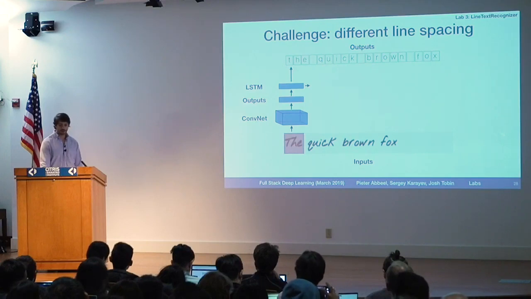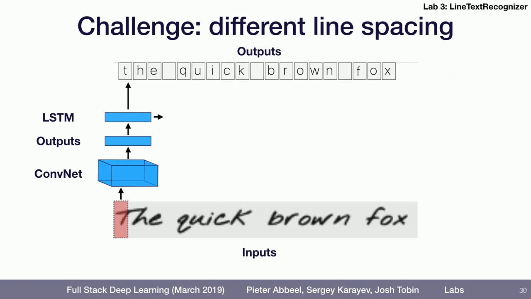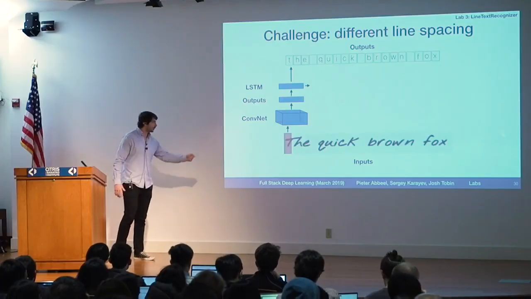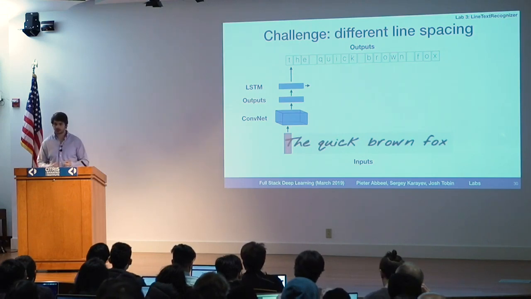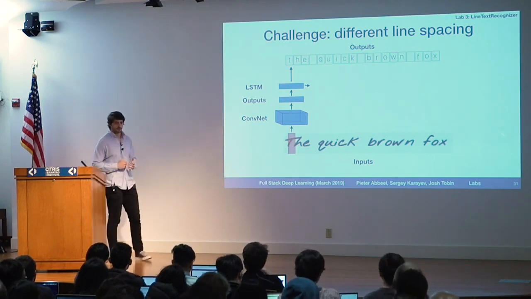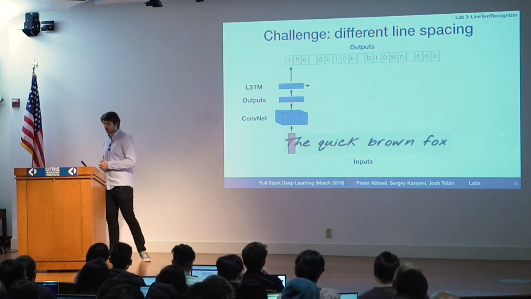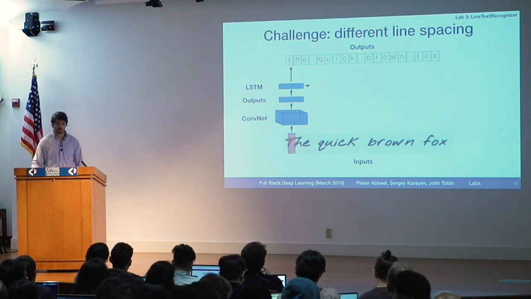So maybe a naive solution is we just make the window smaller, right? Let's make the window super small, and let's slide that window. But then the question is, what happens when we move back to this more spaced out text? The challenge here is that with a window like this, you might get the same character twice. So if you slide this window only a little bit, then it's focusing on the T both times. And so this model might predict T twice before moving on to any other character.